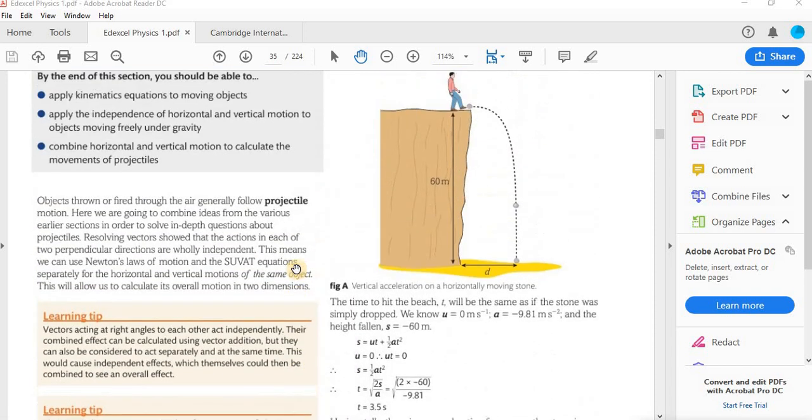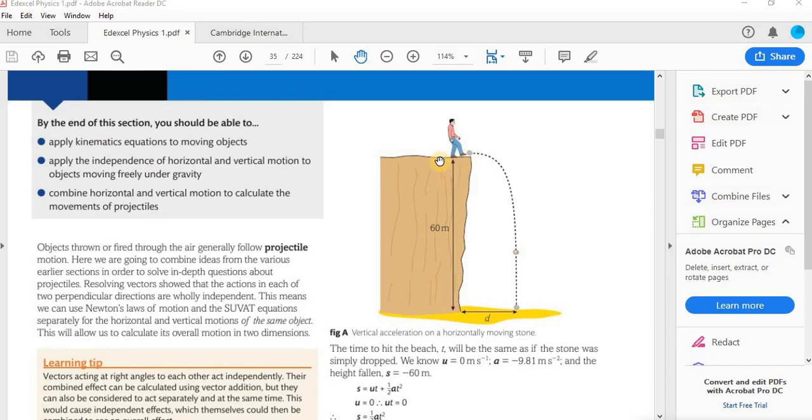The horizontal motion is constant. You have to remember that the horizontal motion is constant because there is no force in the horizontal direction. Once this projectile is thrown, it doesn't matter whether it's thrown at an angle to the horizontal or horizontally, the horizontal component of motion is always constant because there is no force in the horizontal direction. The only force is the kick force.